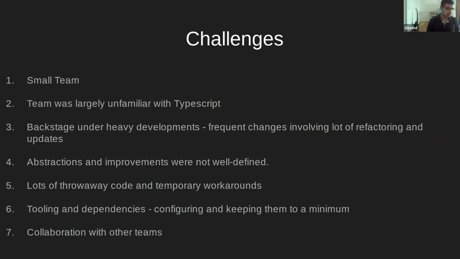And some of the abstractions and improvements were not well defined. For example, a lot of the things kept evolving. Backstage was also in heavy alpha, so every day the abstractions kept improving. And when the abstractions improved, you also had to refactor your code to make use of the improved abstractions. As a result, we had to have a lot of throwaway code and temporary workarounds. So every time something changed, we knew that we had to change to this, but to solve the problem temporarily, we had to have throwaway code and temporary fixes.